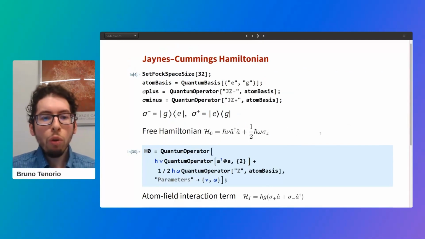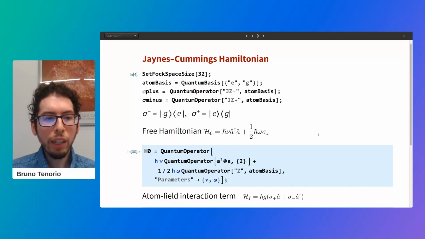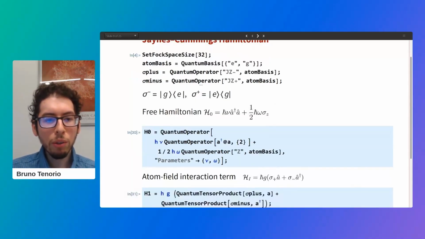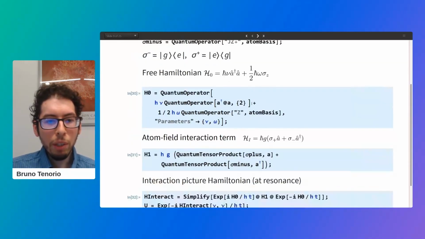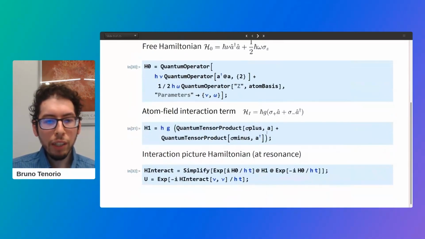But now we can go to the full quantum model, the Jaynes-Cummings Hamiltonian. We quantize the field and we can quantize the atom. We define the SetFockSpaceSize relevant to the simulation. We define the sigma operators. We define our free Hamiltonian, the atom field interaction term, and we go to the interaction picture. So we evolve our interaction term by the free Hamiltonian. And this interaction Hamiltonian, if we consider exact resonance, is independent of time. So we can just evolve it with a unitary operator.